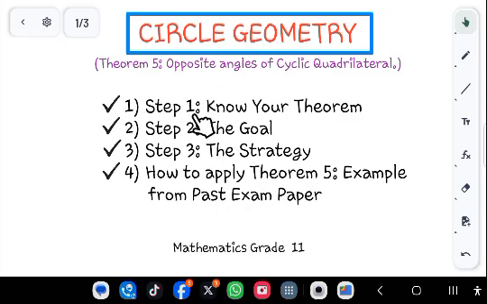Step number 1, we're going to look at what the theorem is and understand the meanings of the words. Number 2, we're going to look at what the goal is, what are we required to prove. And step number 3, we're going to look at the strategy. How do we go about showing that the sum of the angles that are opposite in a quadrilateral are supplementary. Number 4, how to apply the theorem using examples from past exam papers.